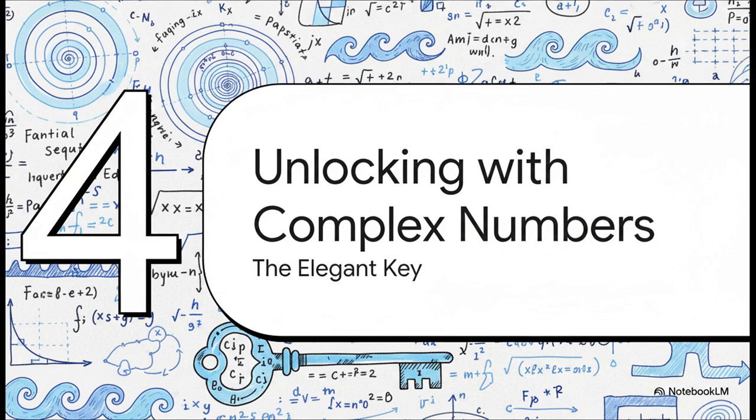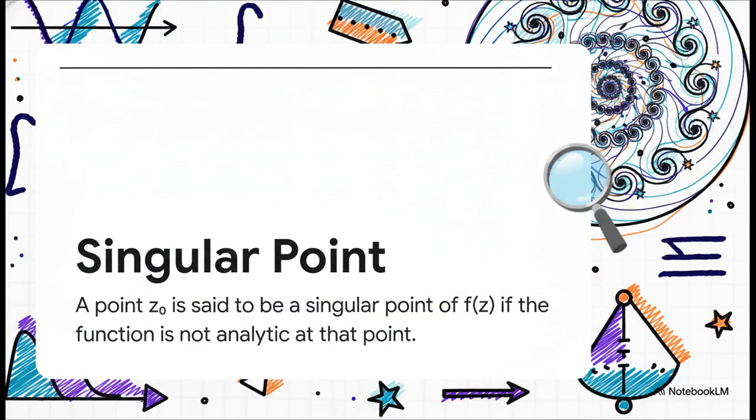For our final act, we dive into the beautiful and incredibly powerful world of complex analysis. We're talking about using numbers that involve the square root of -1. Now, I know that sounds super abstract, but trust me, it provides the most elegant and powerful key of all. To understand this key, we just need a couple of new ideas.